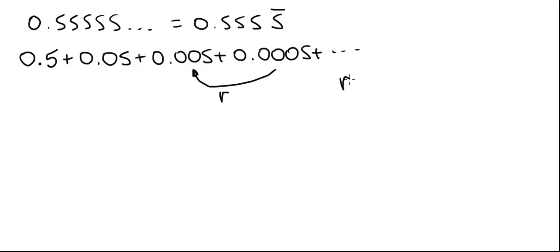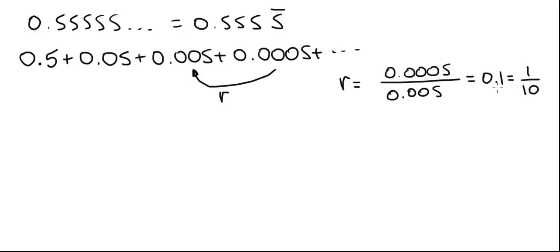Let's check r here. It's 0.0005. We'll take that term divided by the term before it, 0.005. We see that that's equal to 0.1 or 1/10. And this will be true for any two adjacent terms. A term divided by the term prior to it, the ratio will always be 1/10, in this case 0.1.